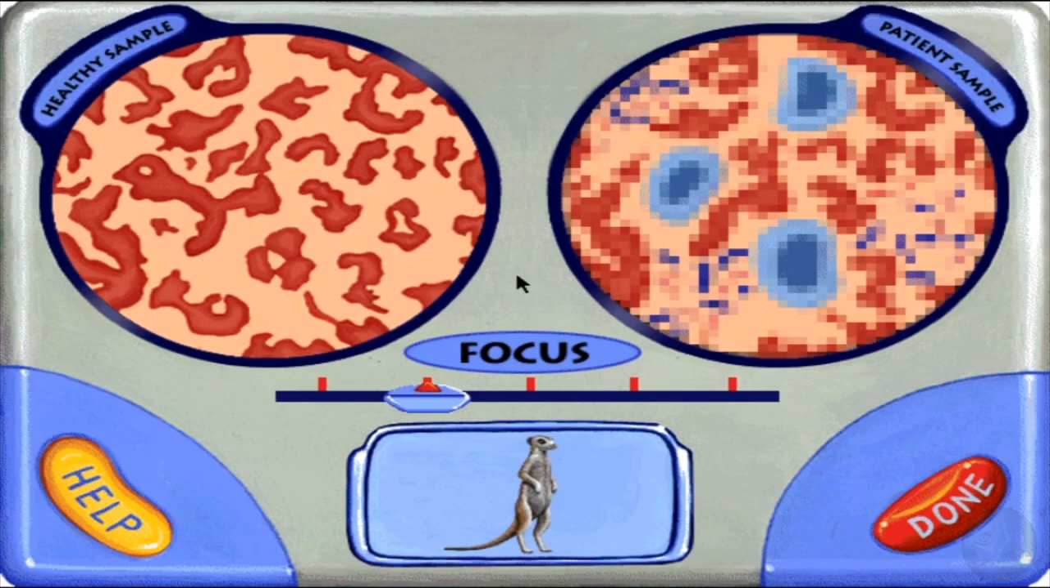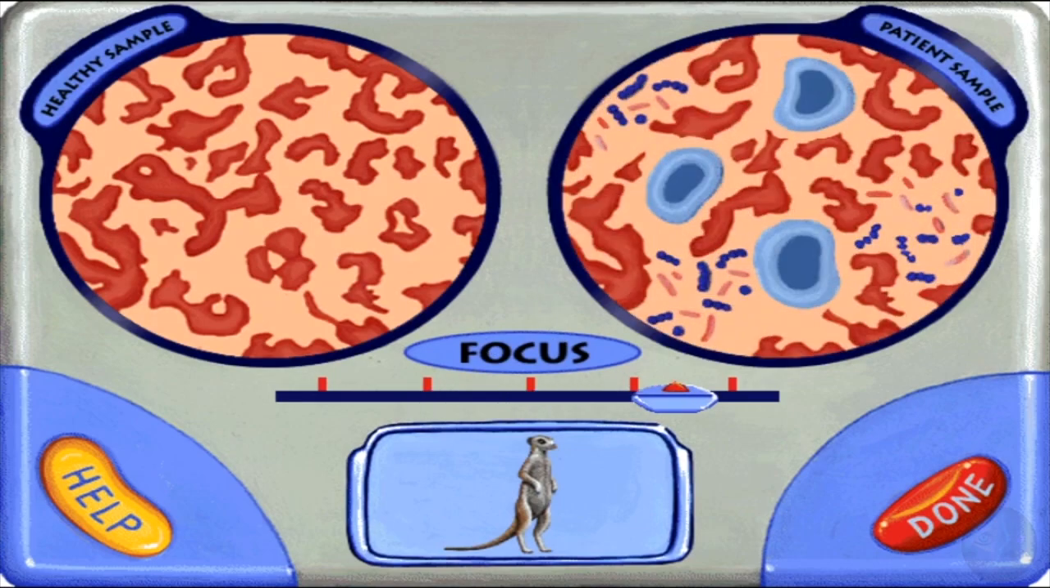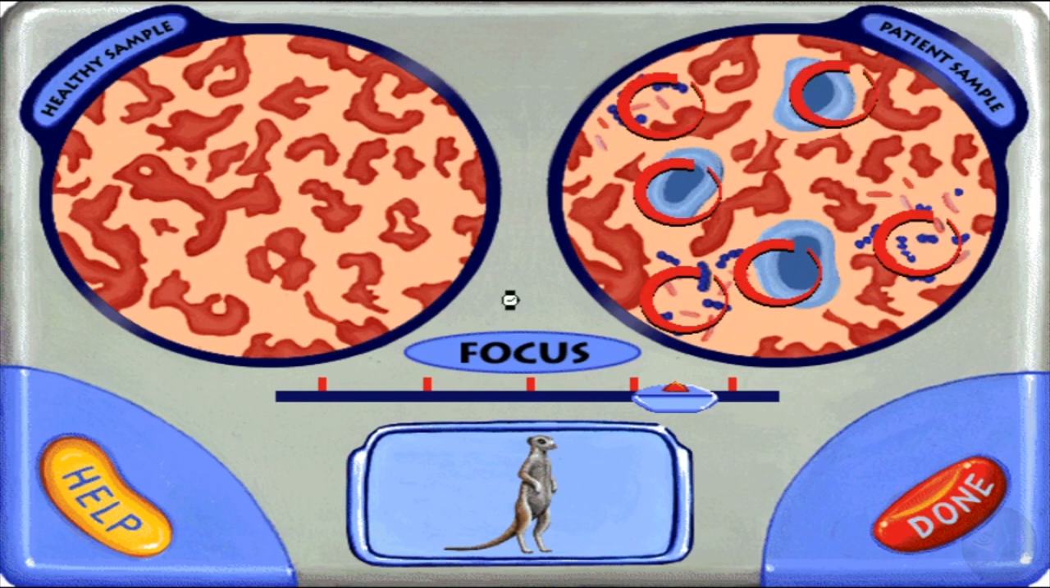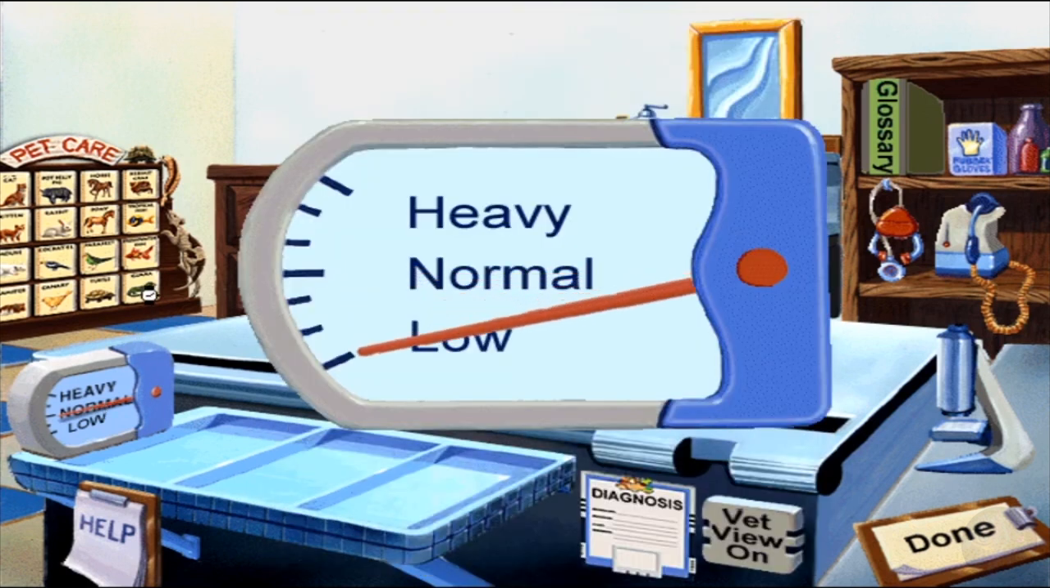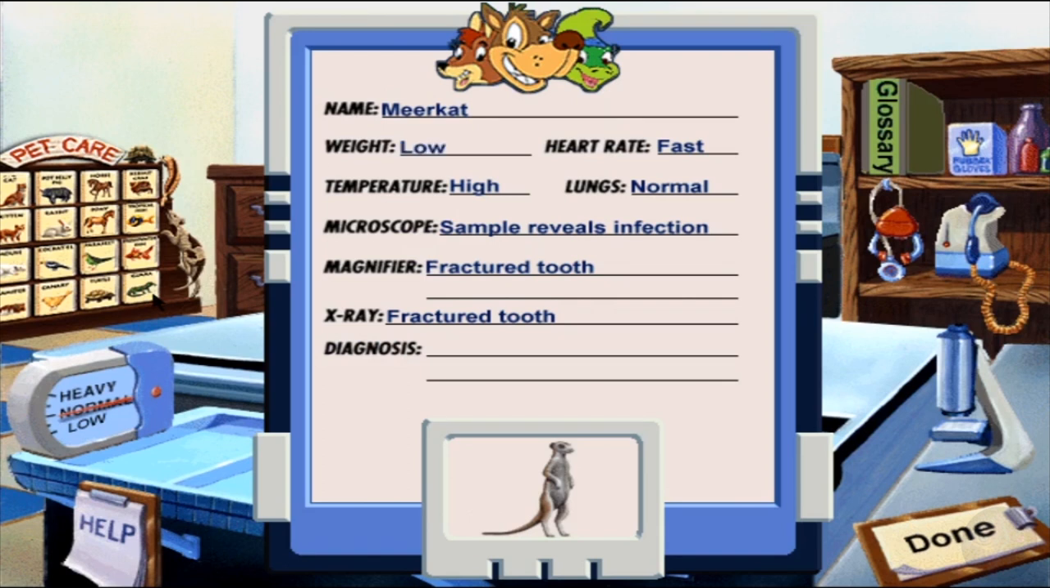Let's take a look at these meerkat samples. Oh, a white blood cell. Go ahead and circle the others. Oh, bacteria. This gum sample is infected. Thanks for finding the white blood cells and bacteria. Sample reveals infection. This animal's weight is low.